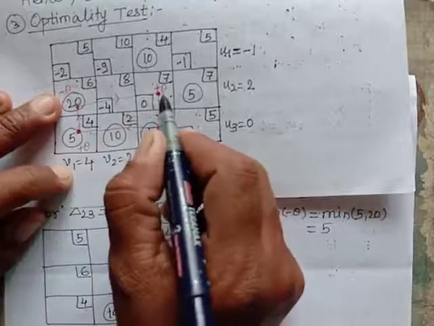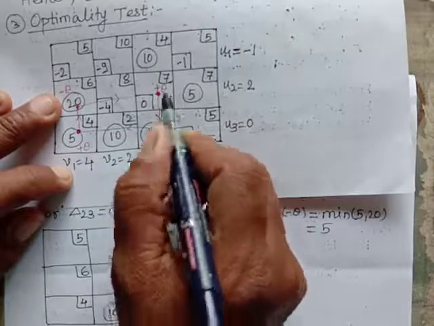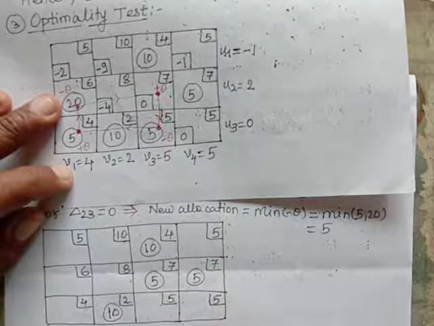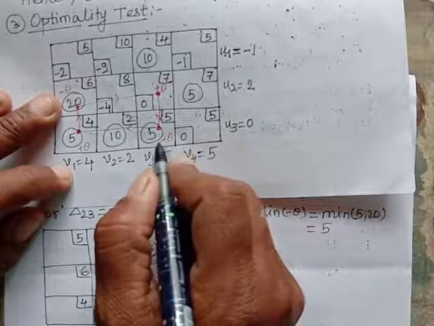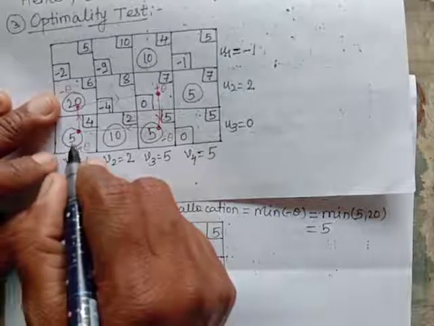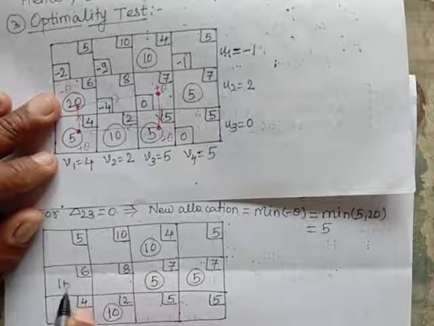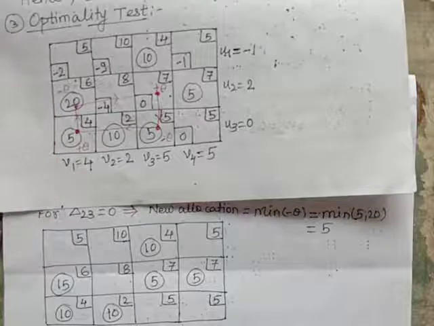So let me start from this cell itself. So here there will be no allocation, so I will add 5. So our new allocation will be 5 there. Here we have to subtract, so no allocation will occur now. Here we have to add 5, so we will get 10, and here we have to subtract, so we will get 15. Okay, so as such this new solution occurs.